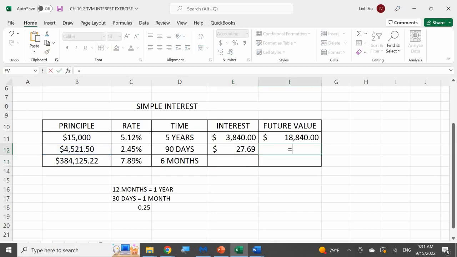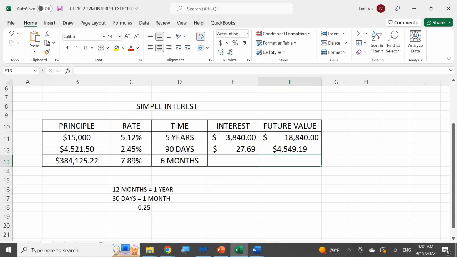$27.69. Excellent. And what is my future value? So principal plus interest. I'm so sorry, guys. That's okay. 4,549 and 19 cents. Good. Now, of course, that's a short-term loan, but in this case, this is what I mean: if you're given the situation now that we have a really low interest rate, you're not going to get that much for every quarter of a year.